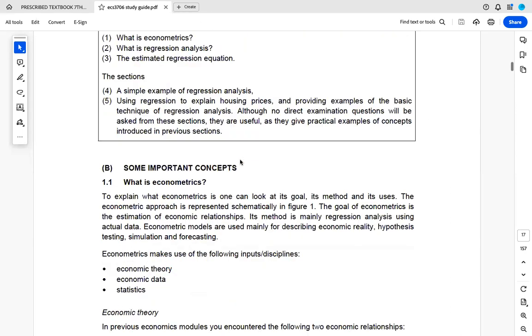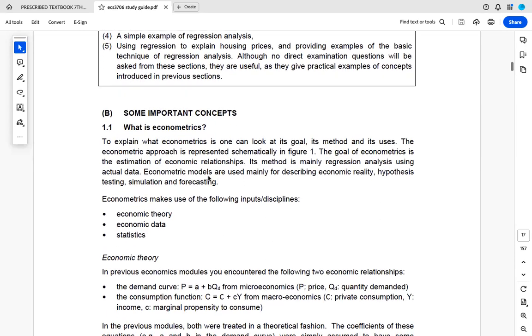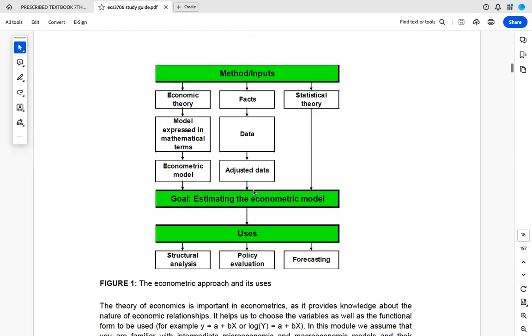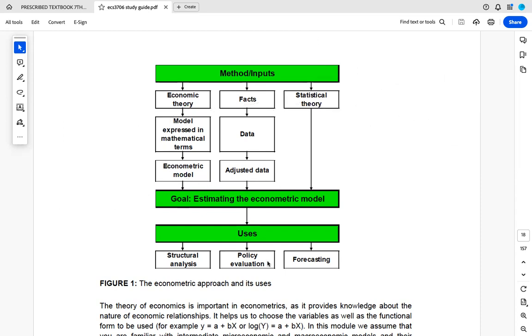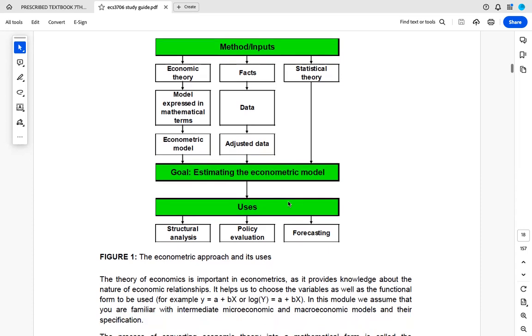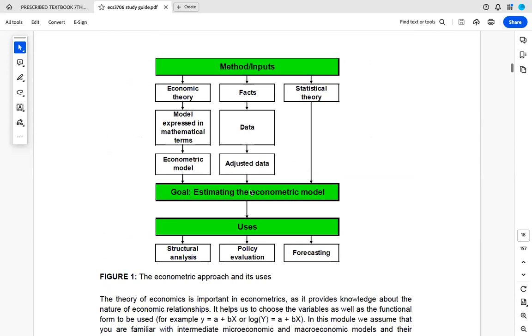I'll just summarize. The goal of econometrics is to help us come up with an estimation of economic relationships in the form of an econometric model. We have inputs in economic theory, data, and statistical theory, just like this example. This was just one example that I took you through, and then we use that to get an econometric model, right? Once we've got that econometric model, there are a number of uses we can put it to: structural analysis, policy evaluation, and forecasting.